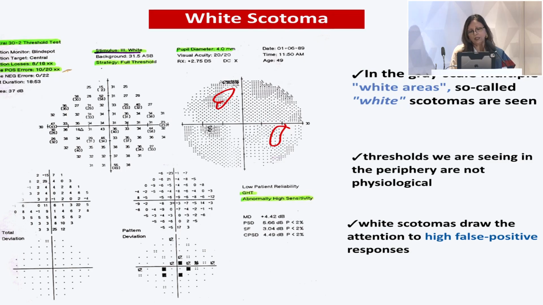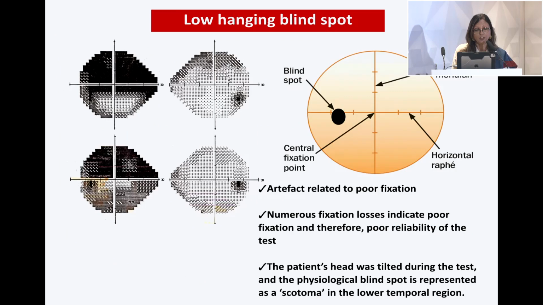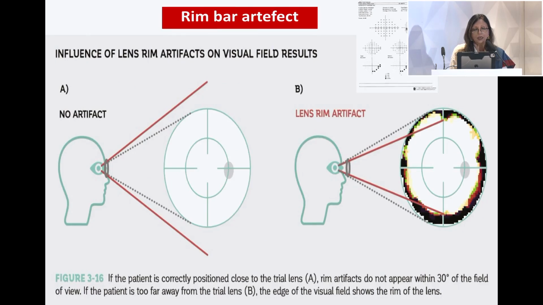Thresholds seen in the periphery are not physiological, and white scotomas draw attention to a high false positive response of the patient. Here's a low-hanging blind spot, so that's related to poor fixation. Numerous fixation losses indicate poor fixation and therefore poor reliability of the test. And the patient's head also might be tilted, so you need to take care of that.